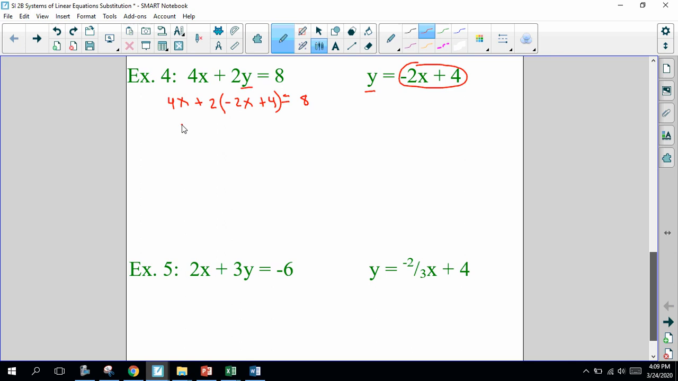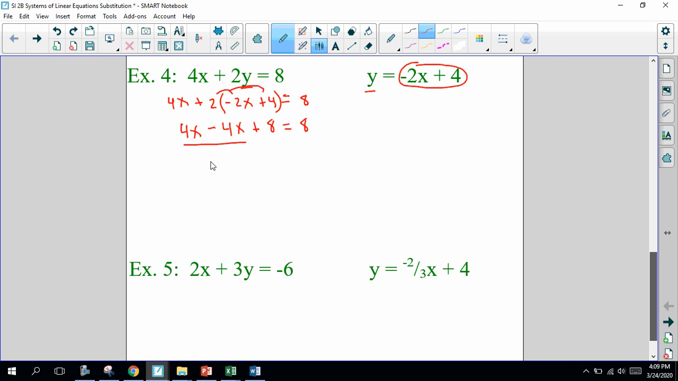To solve this, we distribute. I've got 4x. As I distribute my 2 into both terms, I've got negative 4x. 2 times 4 is a plus 8. And it still equals 8. As I continue simplifying, I see here I've got a 4x and a minus 4x. Those are like terms that combine together. Well, that gives us 0x.